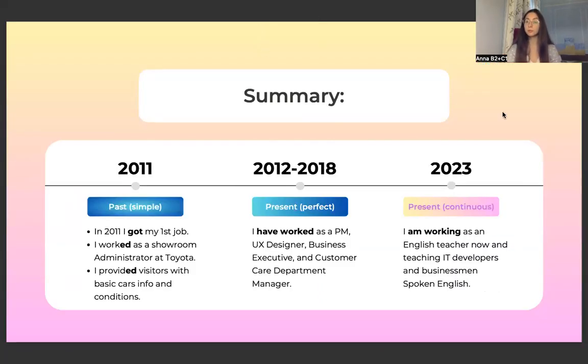Okay, so this is my little summary. In 2011, I got my first job. I worked as a showroom administrator at Toyota. I provided visitors with basic car information and conditions.